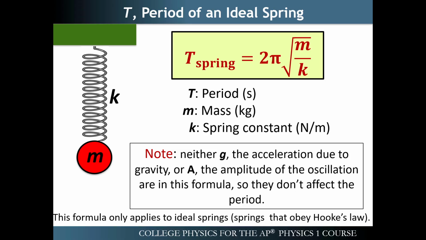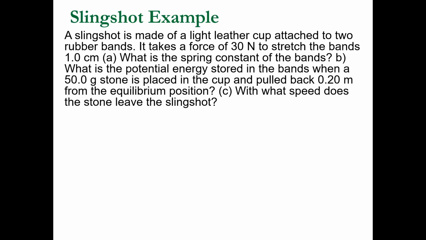All right, on your whiteboards, let's do some math. So slingshot example. A slingshot is made of a light leather cup attached to 2 rubber bands. It takes a force of 30 newtons to stretch the bands 1 centimeter. Part A, what is the spring constant of the bands? All right, so on your whiteboards, see if you can calculate the spring constant of the bands.